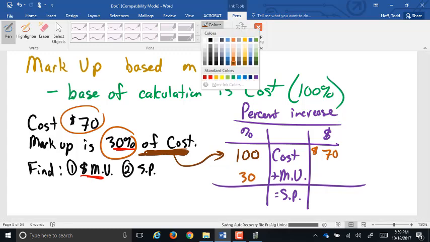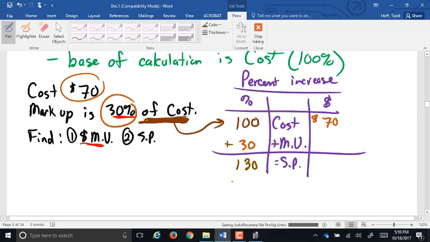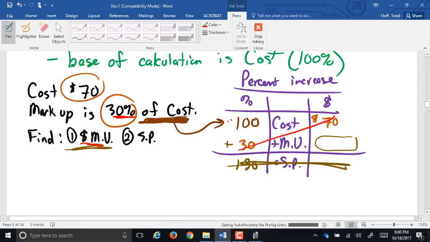So now, along with that, we can very quickly figure out selling price is 130%. 100 plus 30 is 130%. Now I can find either one of these just as simply. Let's do the dollar markup first because that's what we asked for first. When I'm doing that, I don't need the bottom row. So I will cross multiply and divide. 30 times 70 divided by 100 is $21. So the dollar markup is $21.